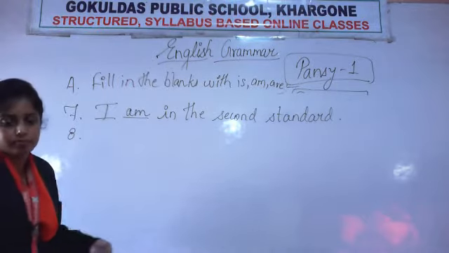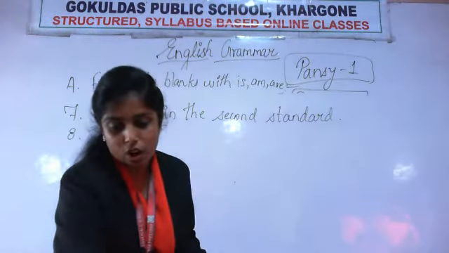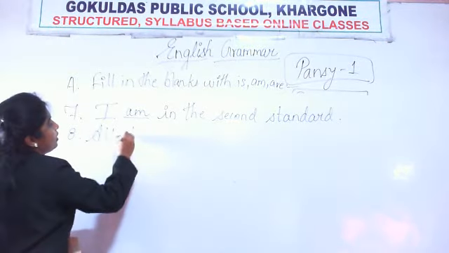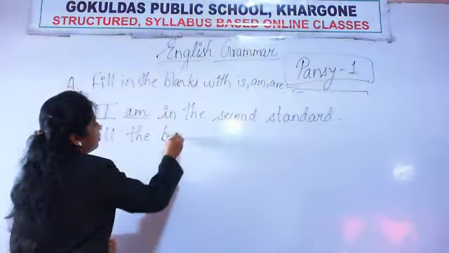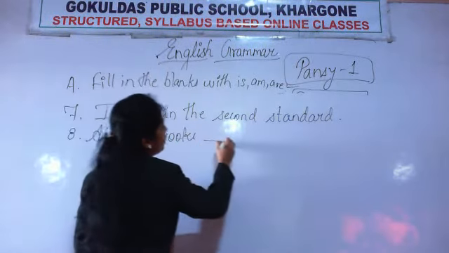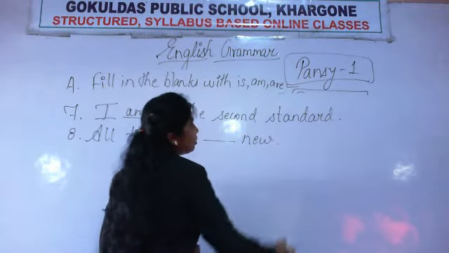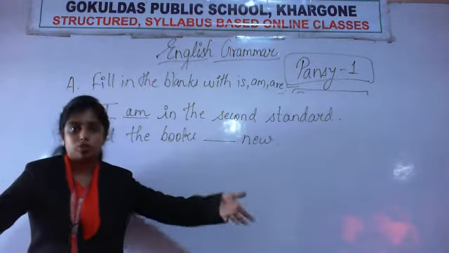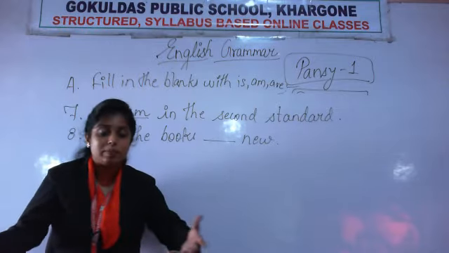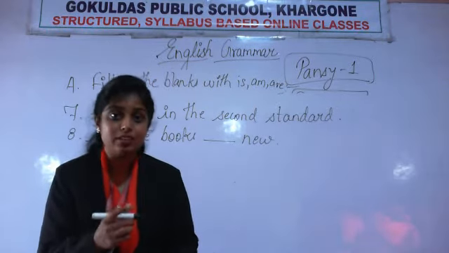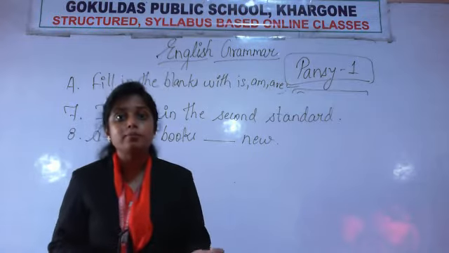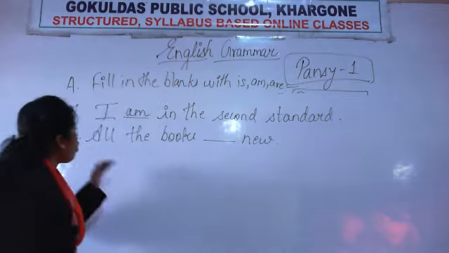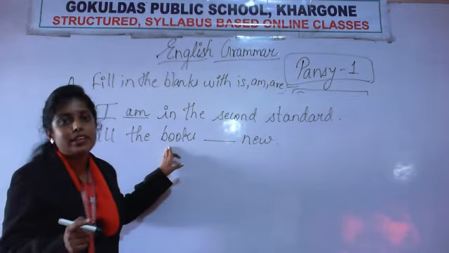Then 8th. All the books dash new. All the books dash new. Here we are talking about all the books. सारी books के बारे में बात करें. अभी सारी book में एक book नहीं है ना. There are so many books, more than one book. Right? So it is a plural subject. So all the books. Now you tell me.